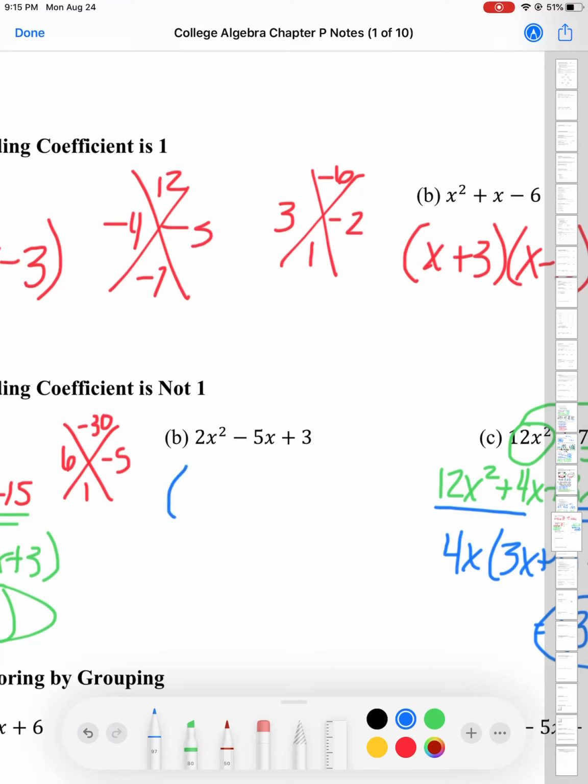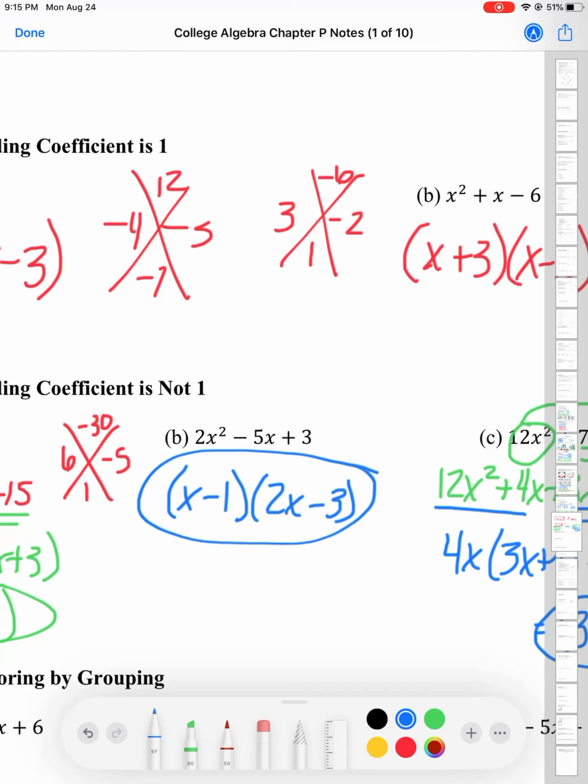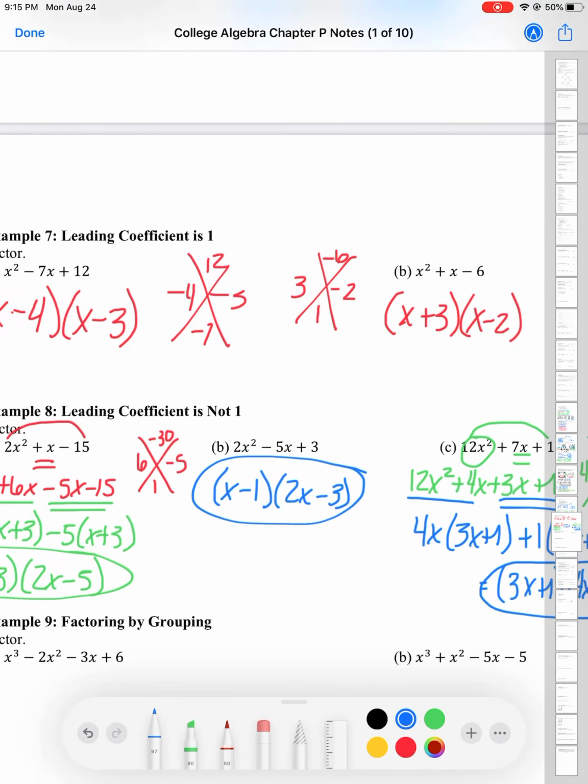And then hopefully you pause me and try B for yourself. But you should get x minus 1 times 2x minus 3 as your answer for B.